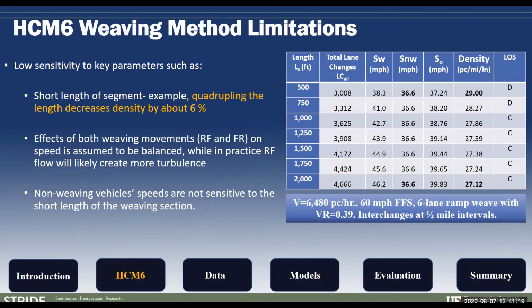And as you can see here, by quadrupling the length from 500 to 2,000 feet, the density just dropped by about 6%, which again, basically density has to do with the amount of space that you have. And given that you have the same number of lanes, but 4 times the length, one would expect density to be a lot more sensitive to length. And again, the effect of the weaving maneuver being balanced. And therefore, we began to think maybe there is an opportunity to address some of these limitations through this research.